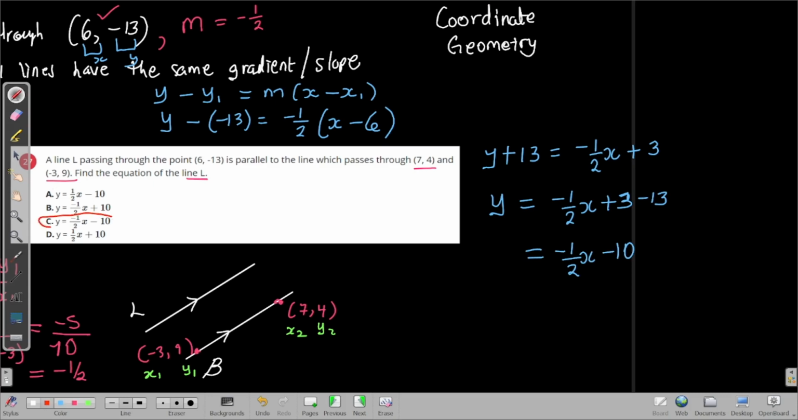So this is coordinate geometry. You need to know how to find the gradient of the line. You also need to understand that parallel lines have the same gradient.